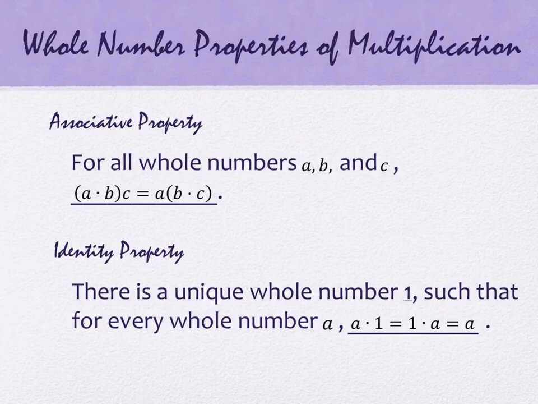We have an identity property, so it would be probably a good idea for you to write in the words that this is the multiplicative identity.